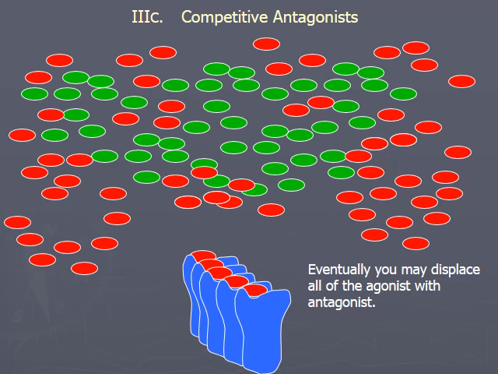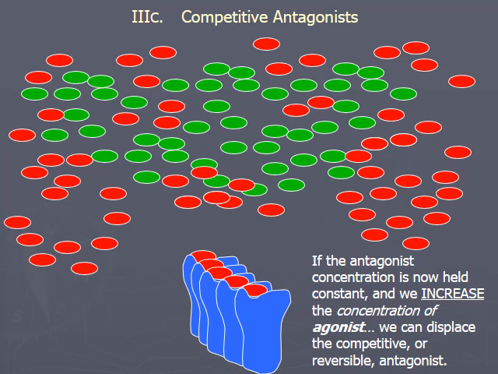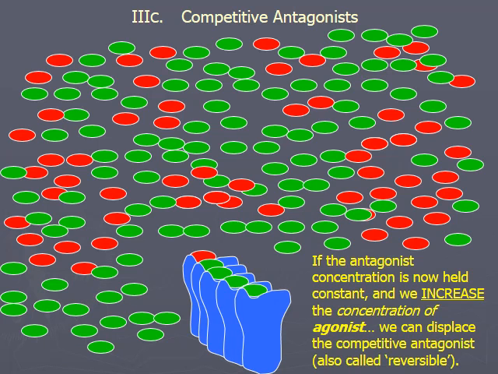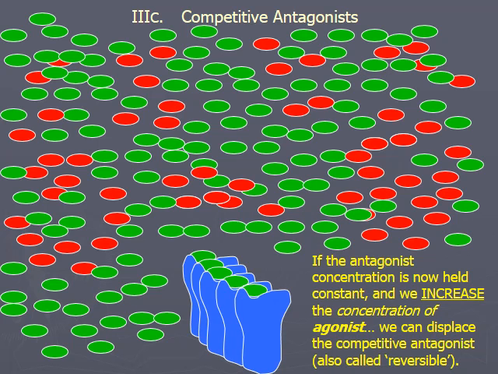But this is a competitive binding. So if I were to now hold the concentration of antagonists constant and start to bring back agonists, look at what happens. Bring back an agonist. Maybe I recovered one of my receptors. Some more, some more, and eventually I've been able to displace all my antagonists. Why could I do it? Because it's a reversible binding. Could I do it if the binding was irreversible? No. Right? So this is what we mean by competitive antagonism.